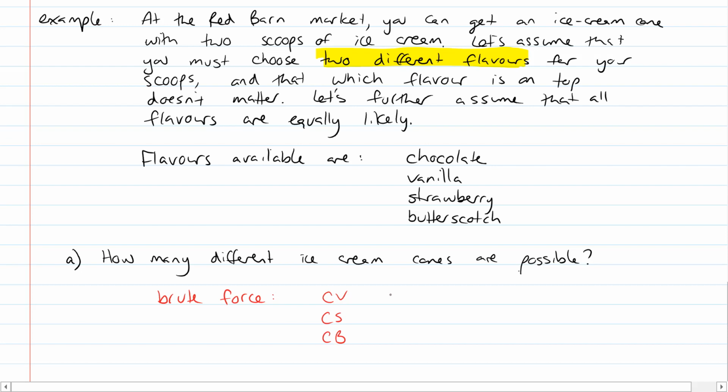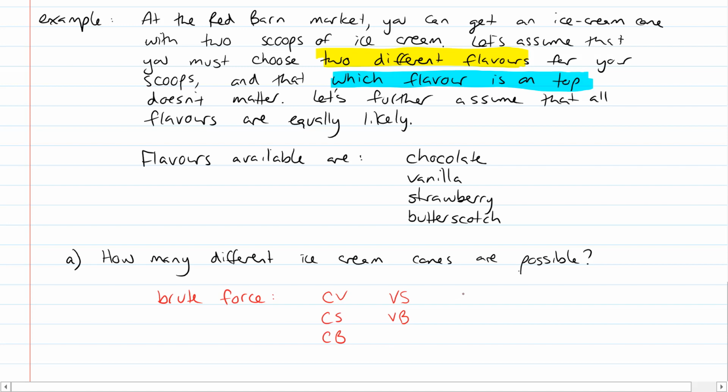If one of the scoops is vanilla, we could have chocolate for the other one, but notice that the problem says which flavor is on top doesn't matter. So CV and VC would be considered the same. We can't have V and V because we have to have 2 different flavors. So all we can have are vanilla and strawberry, and vanilla and butterscotch.